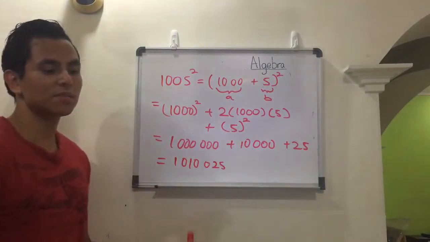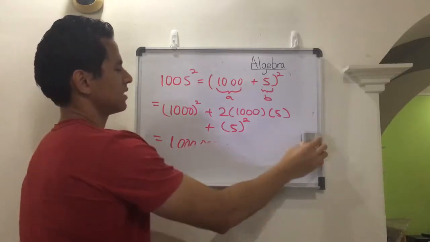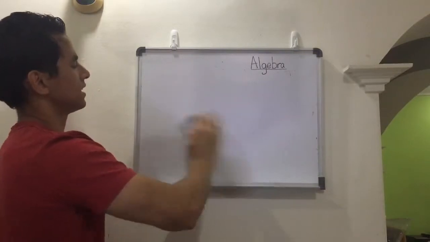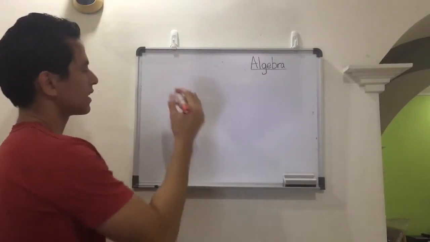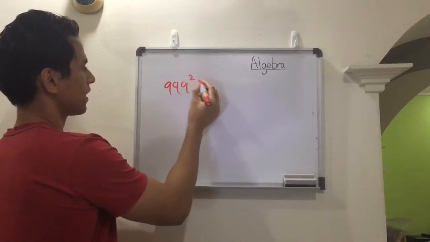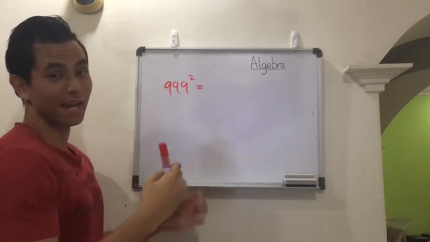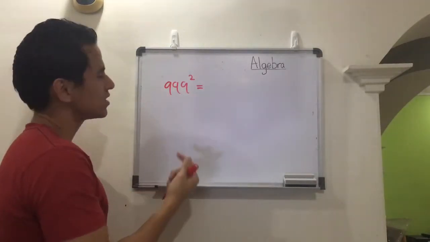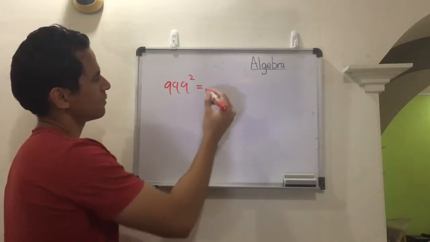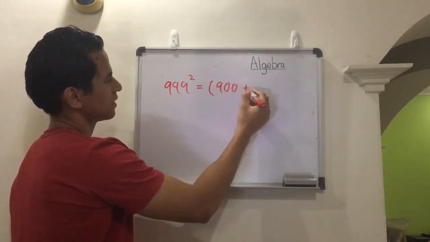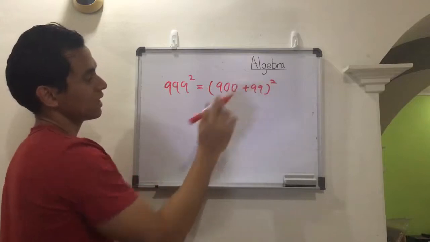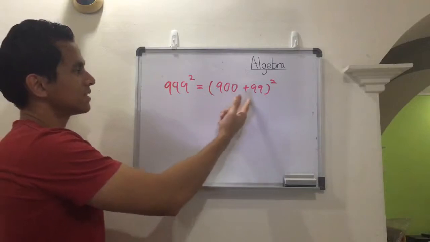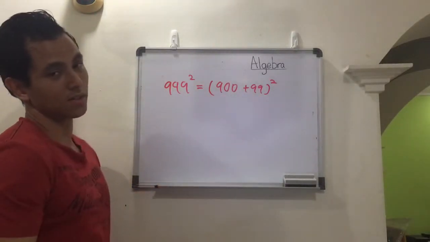Okay, so now let me move on to something else. Slightly more tricky now. So let's say 999 square. And I'm not using a calculator to solve this. When I see this straight away, I can realize maybe I want to do (900 plus 99) square. Yes, you are right, you can use this identity. It is fine. But this is still quite difficult even without a calculator.